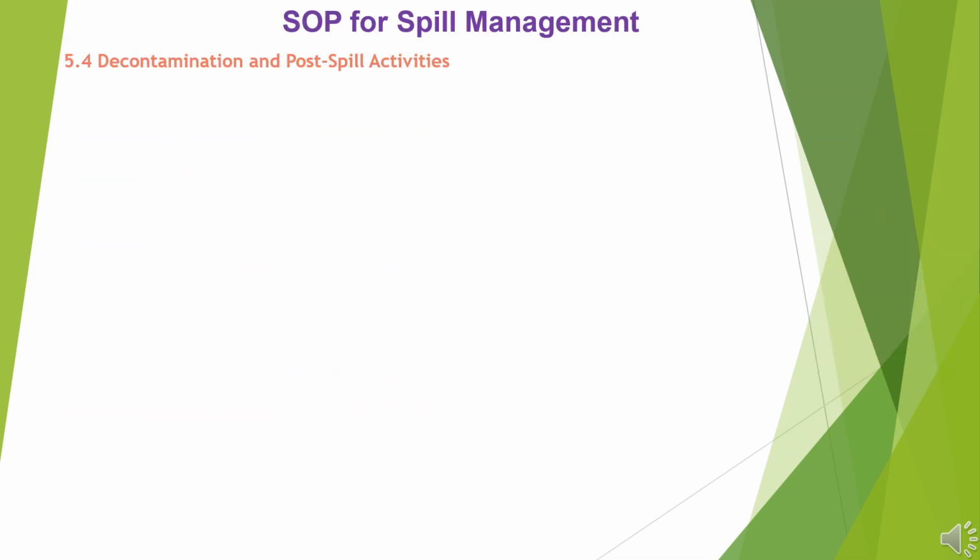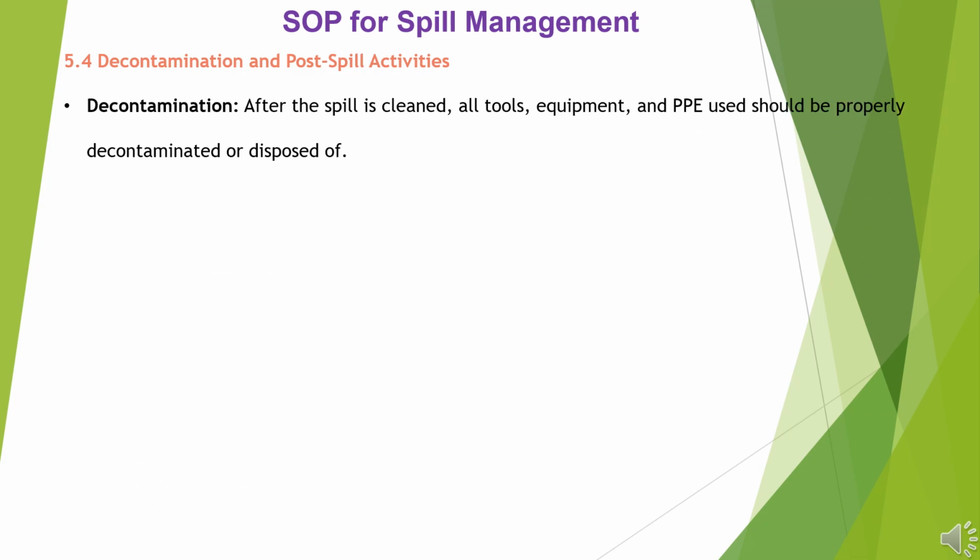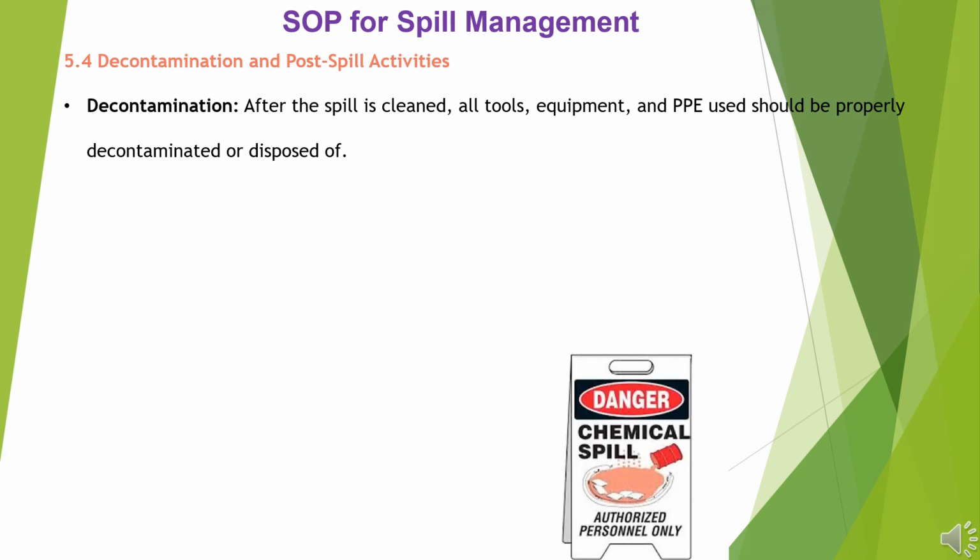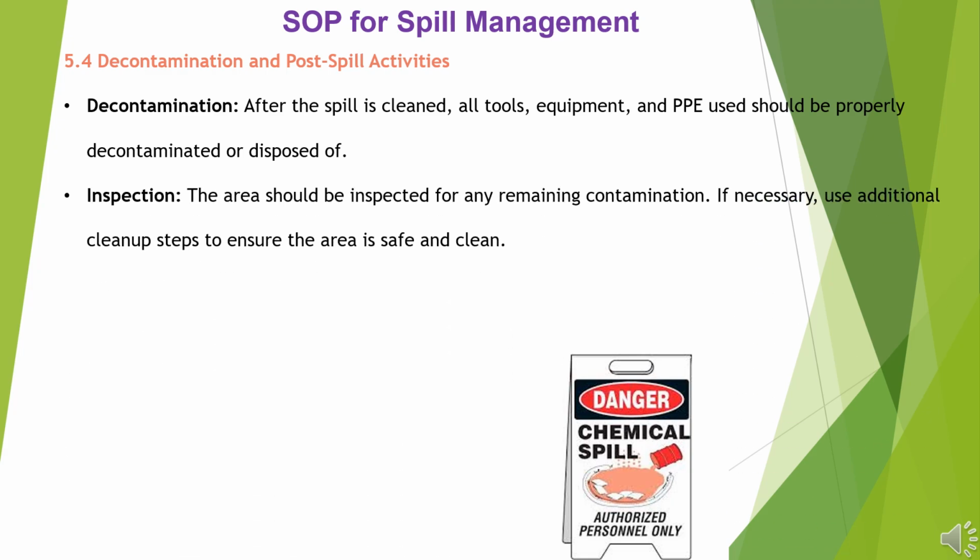5.4 Decontamination and post-spill activities. Decontamination. After the spill is cleaned, all tools, equipment, and PPE used should be properly decontaminated or disposed of. Inspection. The area should be inspected for any remaining contamination. If necessary, use additional cleanup steps to ensure the area is safe and clean.